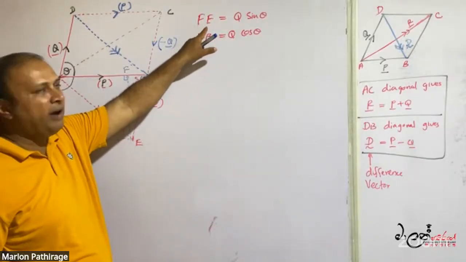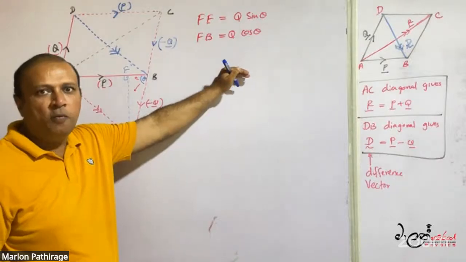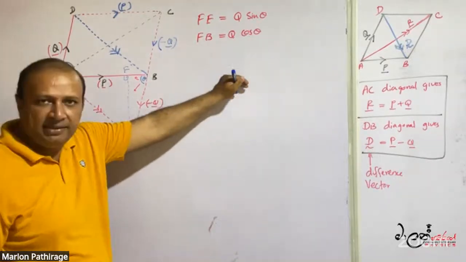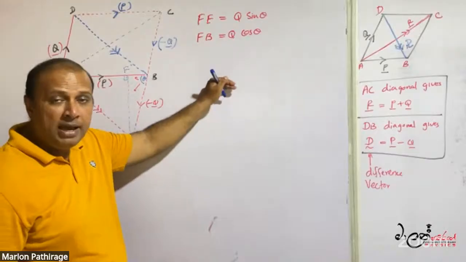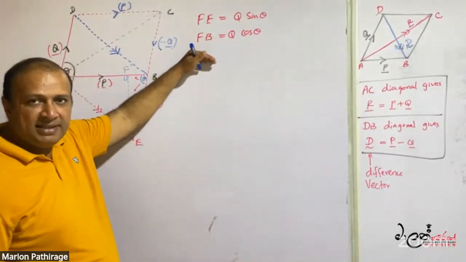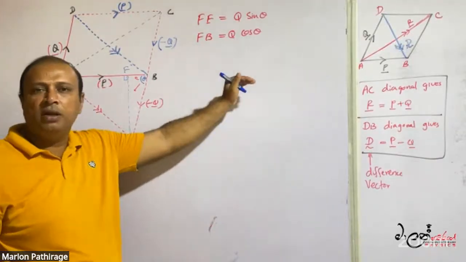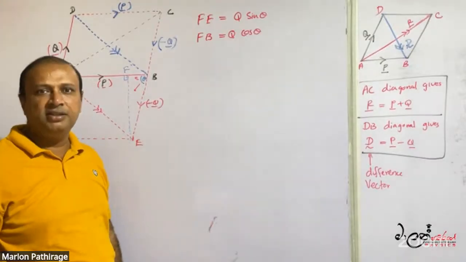Opposite side over hypotenuse means sine theta. Therefore, the opposite side is equal to hypotenuse times sine theta. Adjacent side over hypotenuse is equal to cos theta. Therefore, the adjacent side is equal to hypotenuse times cos theta.